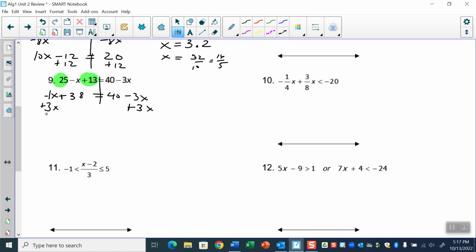Minus 1 plus 3 is 2x plus 38 equals 40. Minus the 38 from both sides, and so 2x equals 2. Divide by 2, x equals 1.